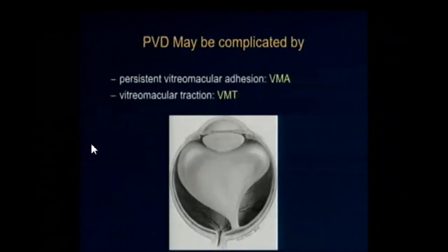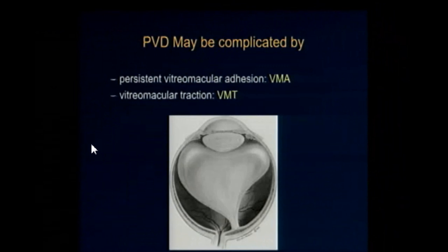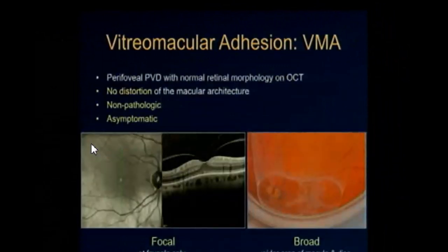And let's say that this doesn't want to detach, but it detaches here, okay? But this wants to stay longer, okay? This is what we call a vitreomacular adhesion. Or if it really pulls on the fovea and it kind of lifts it, then we call it vitreomacular traction. And those can be symptomatic.